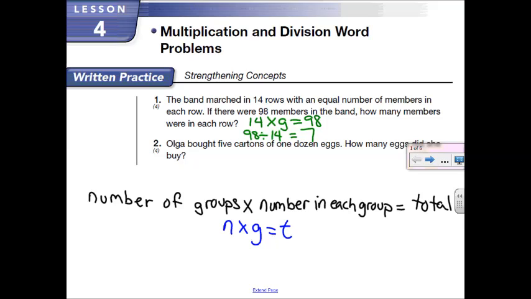You can see 7 times 10 would be 70, 7 times 4 would be 28, 70 and 28 is 98. So 7 members in each row.